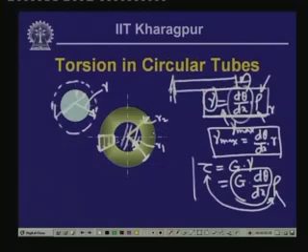Now, let us look into how we relate the different quantities as we did in the case of the solid shaft: the shear stress to the torsional moment, the radius at which we want to find the stress, and the corresponding rotation, the shear modulus and the length of the bar. So, let us look into how we compute this relationship in the case of tubular sections.